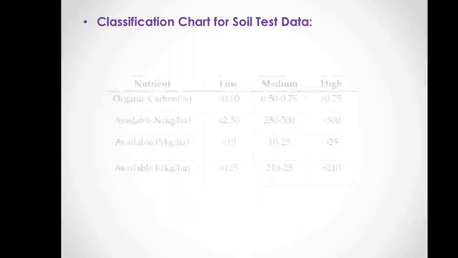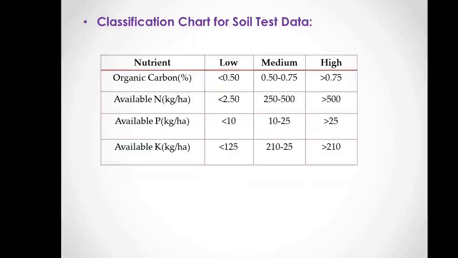Next is the classification chart for the soil testing data. From the soil testing result, the soil may be classified into different categories like low, medium, or high, as well as acidic, alkaline, or neutral. The nutrient chart gives the low, medium, high categories of the soil.